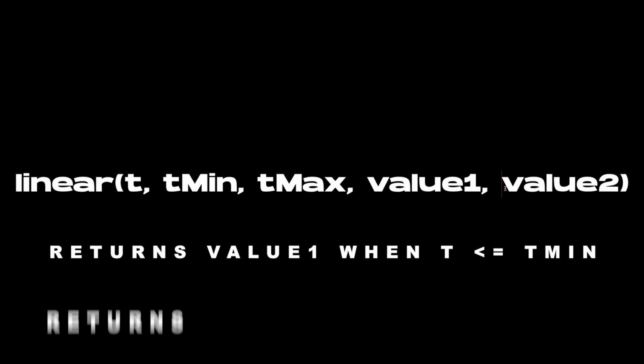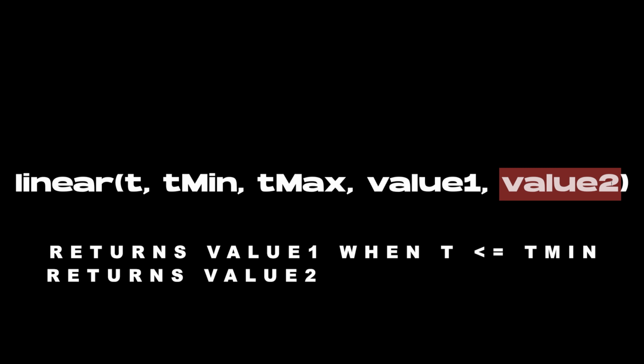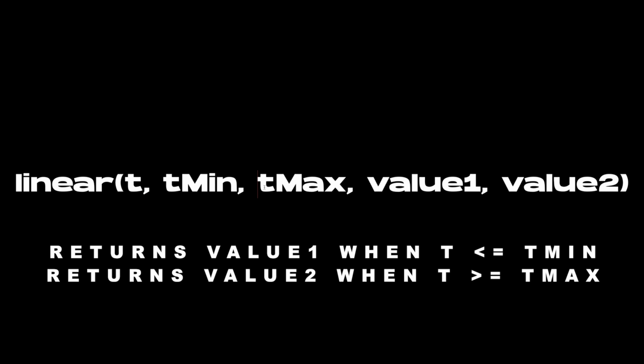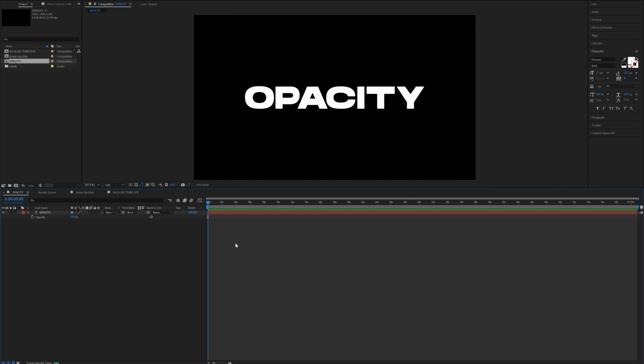Now equally, we can return value 2 when t is greater than or equal to t max. Now this also means that we will get this number when this number is less than or equal to time. I want to show you an example of this straight from the After Effects manual.